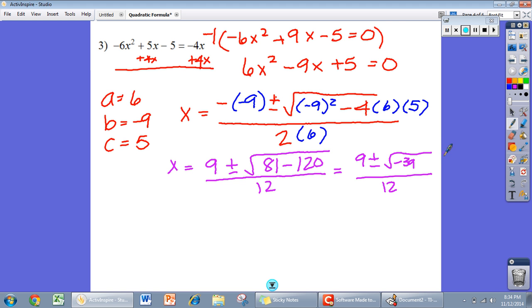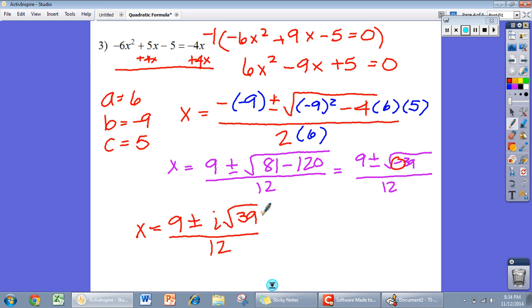All right. So let's go ahead and take a look at this. Now, what can we simplify? Well, first thing that I'm looking at here is I don't like the negative being in my radical, so we're going to pull that out. X equals 9 plus or minus i square root of 39, positive 39, all over 12.